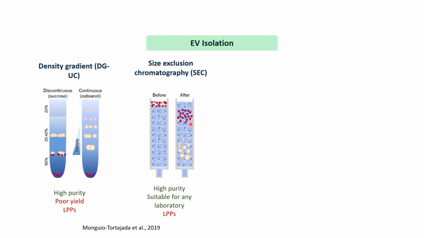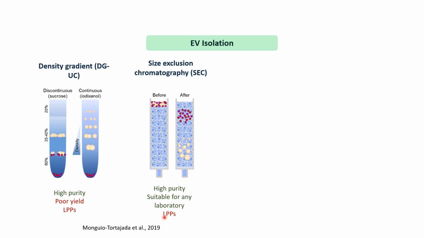So the resin has small pores that allow the entry of small molecules into the pores, so those small molecules will be retained. They will take longer to elute through the column, while extracellular vesicles cannot go into the pores, so they will directly elute out of the column. Okay, so both methods have higher purity. The size exclusion chromatography is suitable for any laboratory. You don't need an ultracentrifuge or anything.